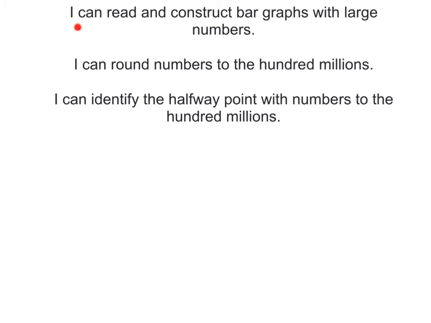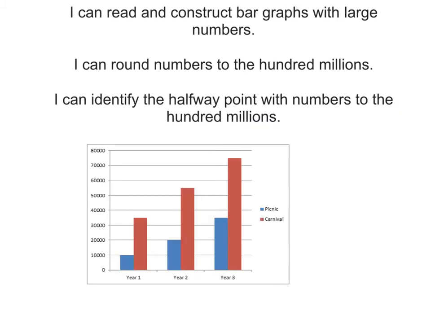So if we look at our I can statements, we've really done all of them already. We've found halfway, we can round numbers to the 100 millions, and we can read and construct bar graphs. I want you to see one more type of bar graph. This is going to be a double bar graph. So this looks a lot like problems 4, 5, and 6 in your book if you're following along right now. The numbers have been changed though, so do not use this to solve your answers in the book.